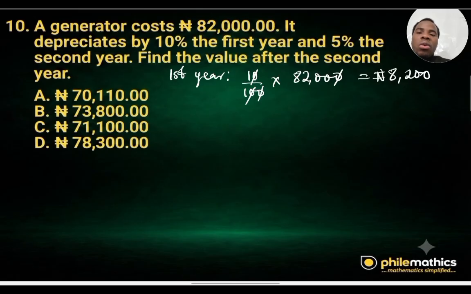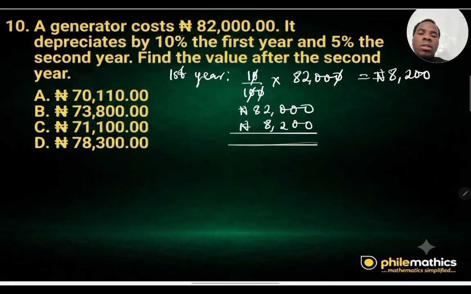So what is now the value of the generator? 82,000 naira minus 8,200. This will leave us with 0, 0. 10 minus 2 is 8. We have 1 left. 11 minus 8 is 3. And this is 7. So I'm left with 73,800.